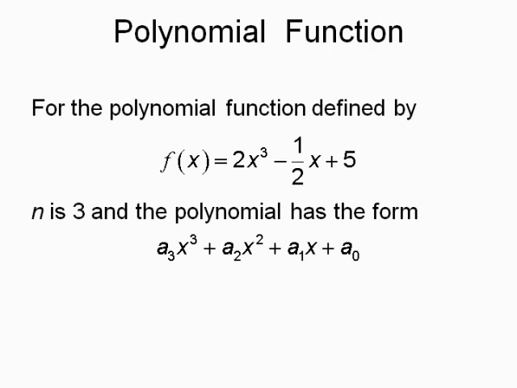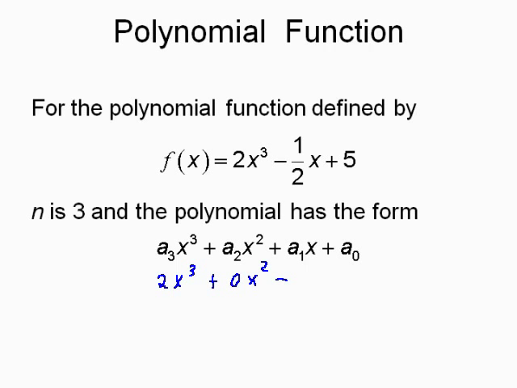So let's take a polynomial function, f of x equals 2x cubed minus 1/2 x plus 5. Notice that the n is 3, and the polynomial has the form below here. So that's what we were looking at before. Let's line up our ducks in a row here. And you know me, I like to get some pretty colors to work with. So we'll go ahead right under here, and we will put this polynomial above in descending order.